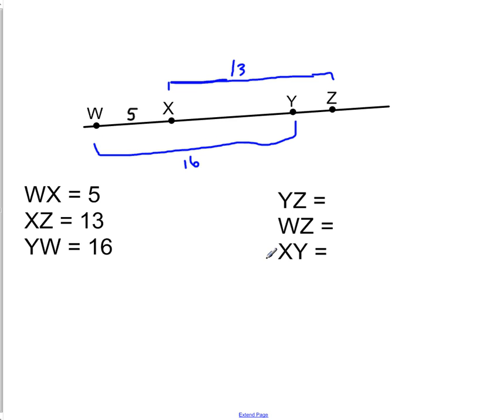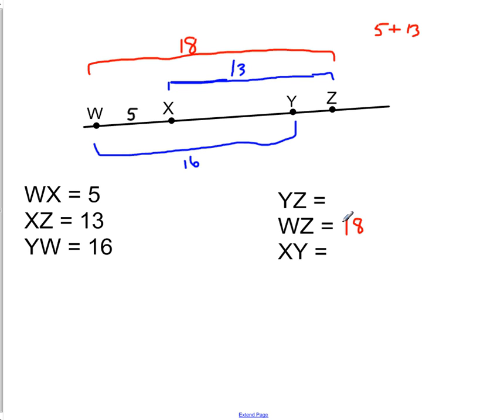Okay, and it wants us to find a couple different things. So I typically like to just start finding things. I'm not necessarily going to go in this order. So I'm going to see if I can figure out something. And I notice here that WX is 5, and then from X to Z, that's 13. So from W to Z is 5 to here, and then it's 13 more to get to Z. So 5 plus 13, that's going to give us 18. So I know that WZ right here is 18.